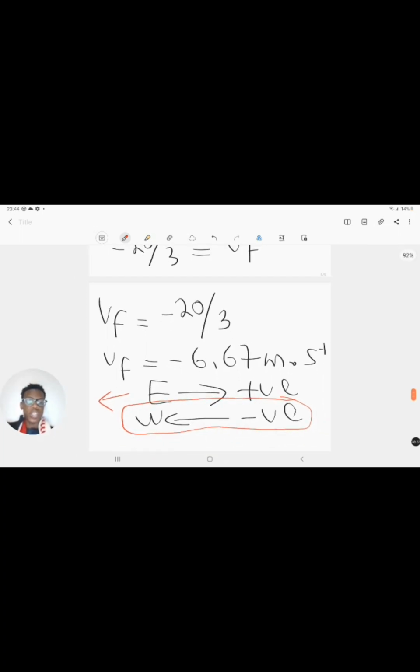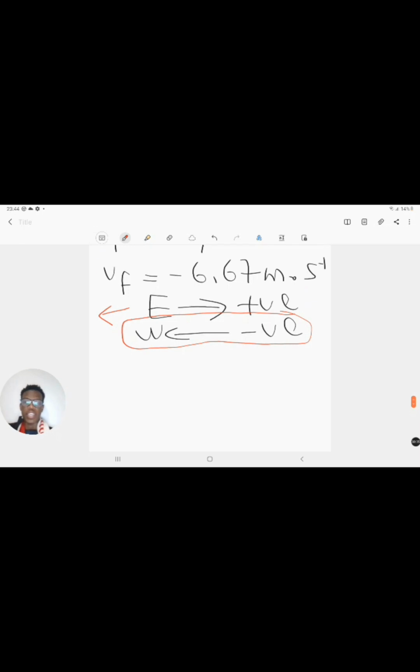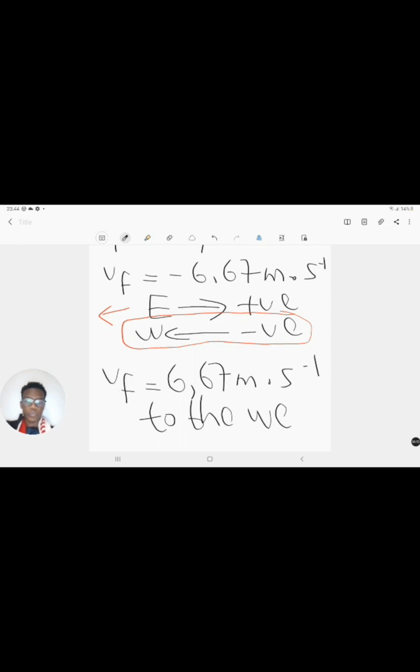So another way you can express your answer, you can say VF, the final velocity, is equal to 6.67 meters per second to the west. Specify your direction, to the west. Now, it doesn't matter which sign convention you had chosen, you were going to get the same answer in the end: 6.67 meters per second to the west.